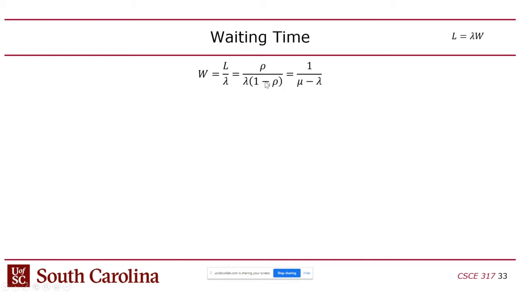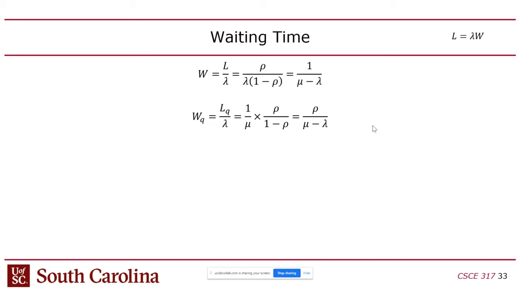And then, this is weird, right? Because we've got rho and lambda. Typically you're going to have either rho or lambda. So you can substitute lambda over mu for rho, and that ends up being just 1 over mu minus lambda. That's your waiting time. So that's it.